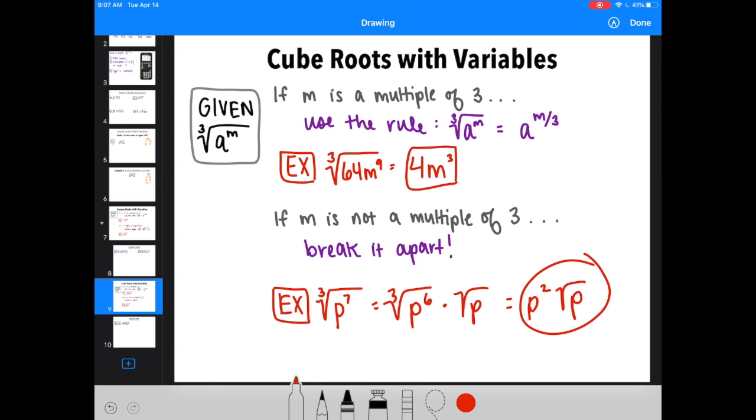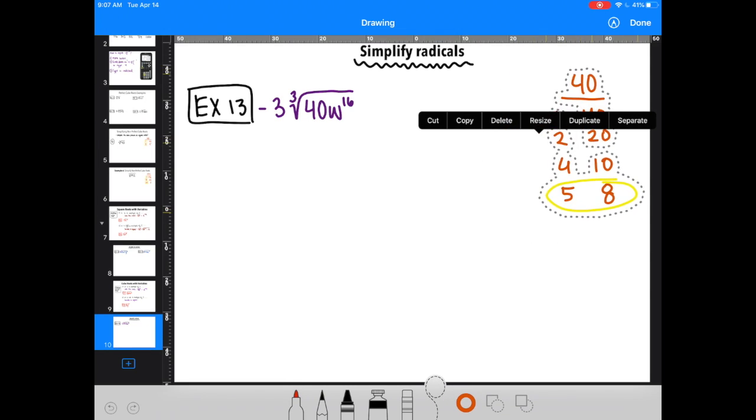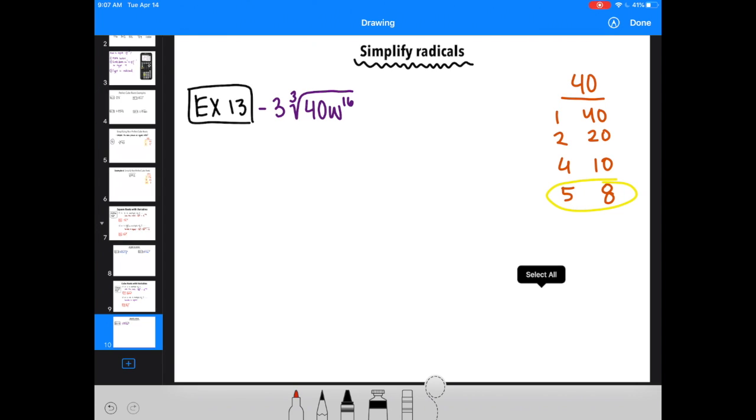Okay, so with square roots, you're dividing by 2. Cube roots, you're dividing by 3. All right, let's look at one more problem before we get moving and grooving. I'm going to move this over to the side.